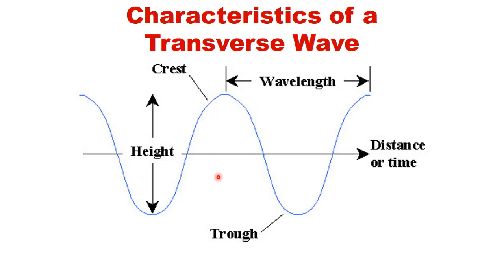This figure also shows the characteristics of transverse wave. Look at this figure. The highest point is crest, this is trough, and the distance between two consecutive crests is called the wavelength, and this is the height of wave. The greater the height, the greater the amplitude will be.